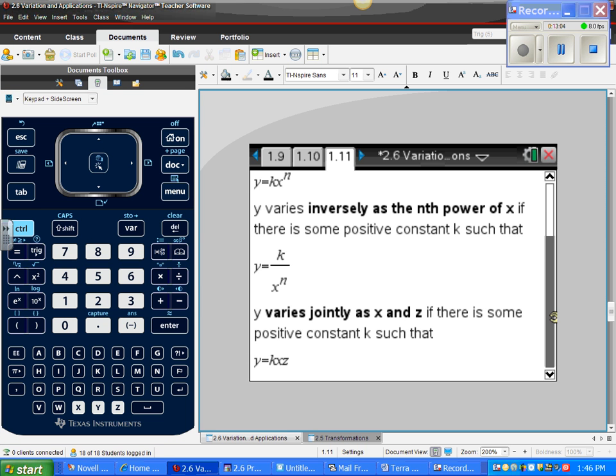Y varies jointly as x and z if there is some positive constant k such that y equals k times x times z. Okay, so these are your three new ones. I would suggest writing these down on a note card and memorizing them. You do have to know them. I'm not going to give them to you.